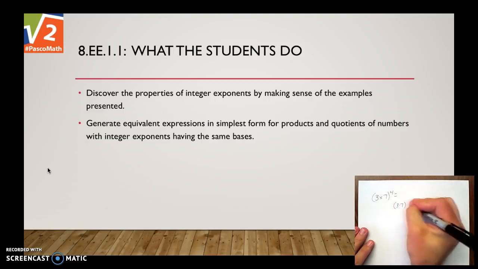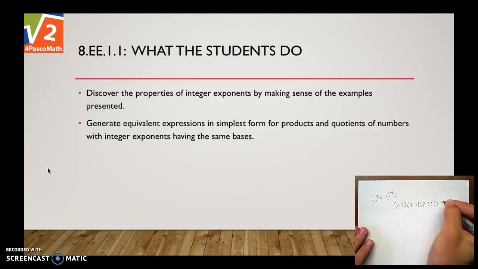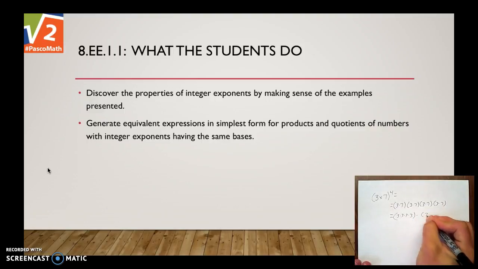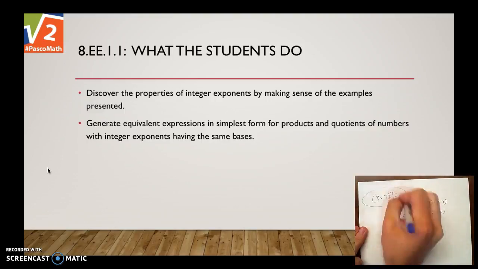3 times 7, 3 times 7, 3 times 7, 3 times 7. So 3 times 7 is used as a factor 4 times, honoring what the 4th power means. And then we can use some properties here to rearrange. And so if we rearrange, we can do 3 times 3 times 3 times 3 times 7 times 7 times 7 times 7. Which, if we wrote those as powers, well, that's 3 to the 4th times 7 to the 4th. And after working a couple examples, we want them to make a connection between this and that.